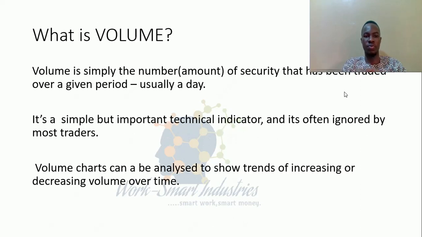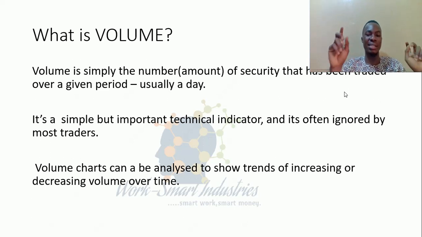What's volume? Volume is simply the number or amount of a security that has been traded over a given period of time. It could be a day, an hour, 4 hours, or a week. It gives you an idea of how many players have been in the market in relation to this token or security. We are talking about cryptocurrency trading, so most times I might interchange the word security with token.